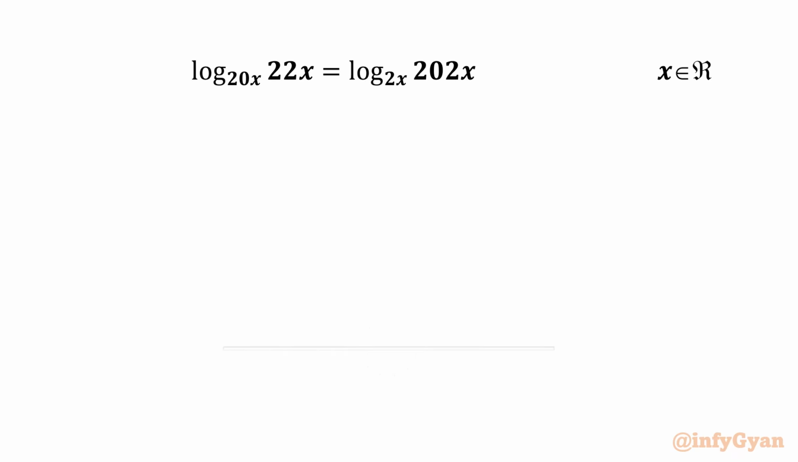Welcome to infyGyan friends. Today in this video, we are going to solve one very interesting log equation: log 22x with base 20x equal to log 202x with base 2x, given that x belongs to real numbers.